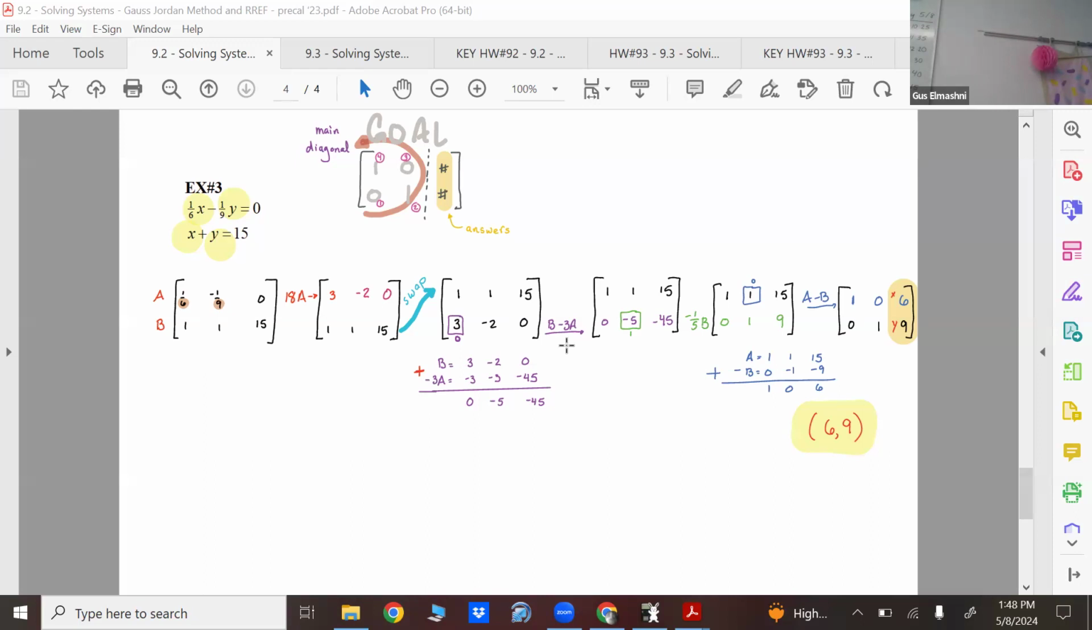But what we're going to see today is what happens if you have no solution or infinitely many solutions. How's that going to look? It's going to be kind of weird. We're going to talk about that.